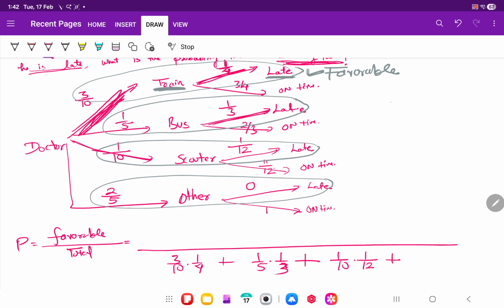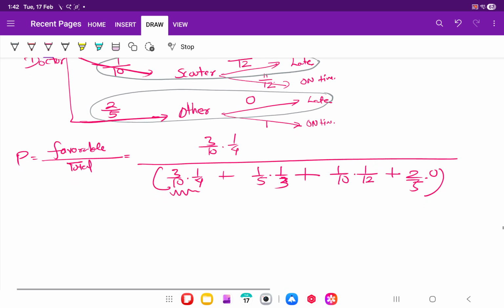Then plus 0, we came by other vehicle, into 2 by 5. Correct? Let me write in order that he came by other vehicle, which is 2 by 5 and late 0. Out of that, the first one only is favorable: 3 by 10 and 1 by 4. Correct? So now simplify.